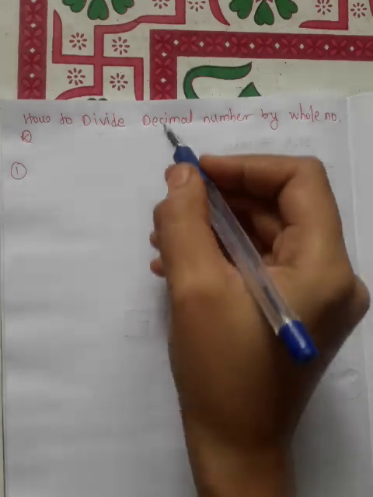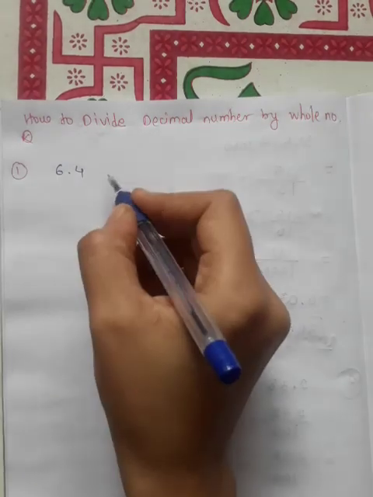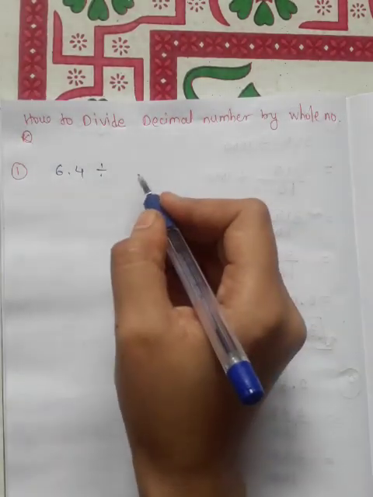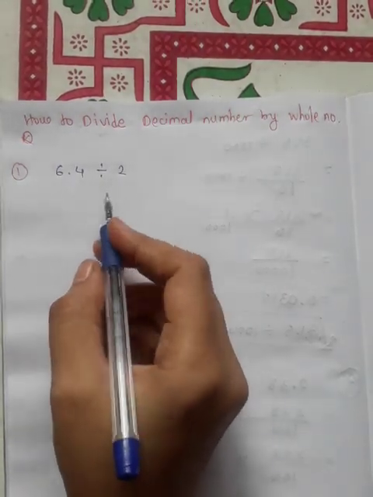Now we have discussed only how to divide a decimal number by 10, 100, 1000, 10,000. Okay, now we will discuss how to divide a decimal number by a whole number. So how to divide a decimal number by a whole number? Just take the decimal number as 6.4, and divide it by a whole number. So I take the whole number as 2.